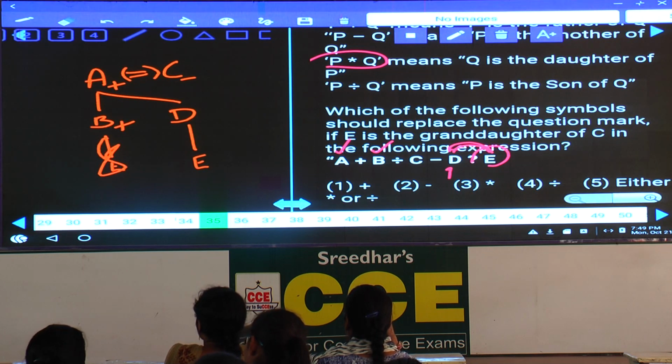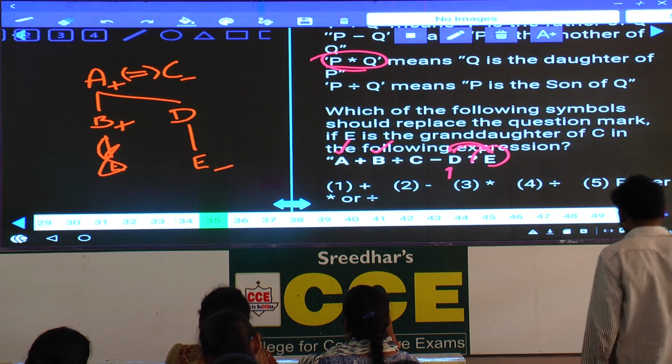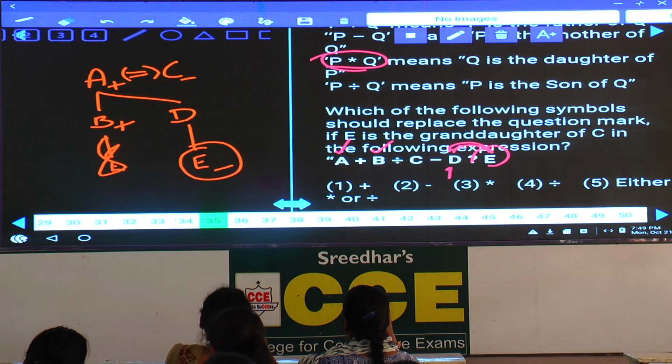Need to be known means now we need to talk in the reverse order. Now among the given symbols, reverse order is only Q is the daughter of P. Now E is the daughter of Q, E is the daughter of D. As E is the daughter of D, we can definitely say that E is the granddaughter of A. Clear? Hence what is your answer here? Choice 3. Then next one.